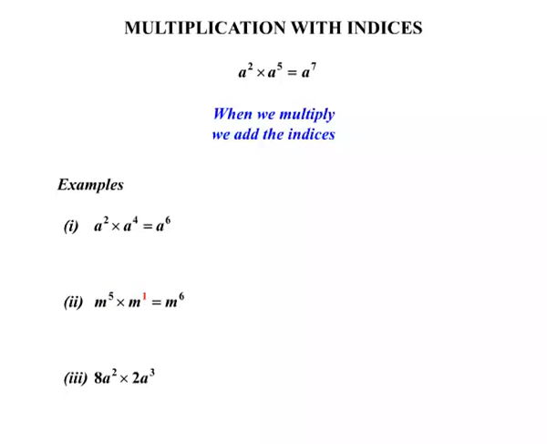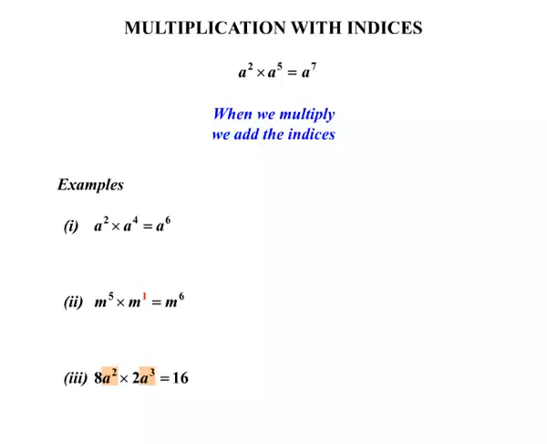Example 3, 8a squared multiplied by 2a cubed. Well, in this case, 8 and 2, they're just your normal whole numbers, right? They are not indices. So with our normal numbers, we multiply as we normally would. 8 times 2 gives us 16.